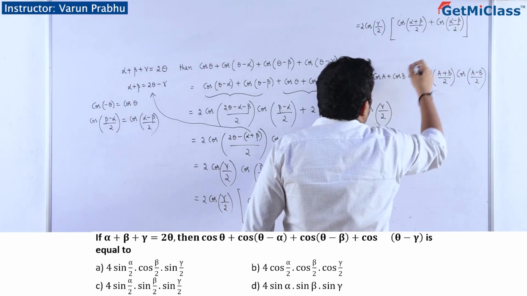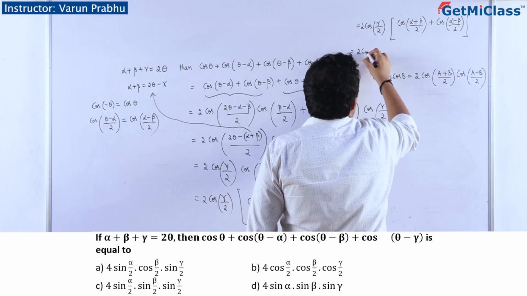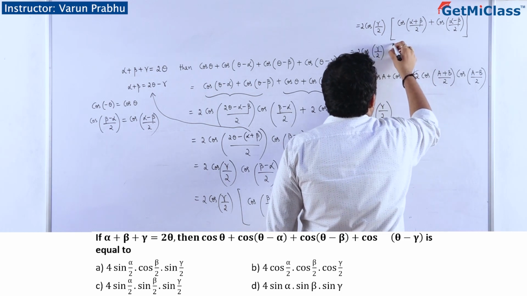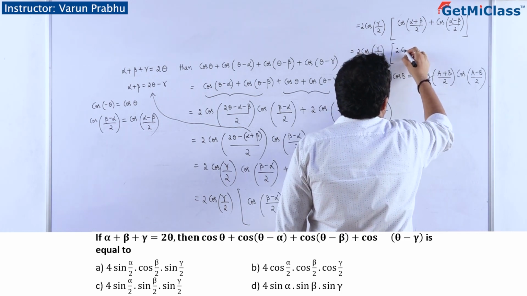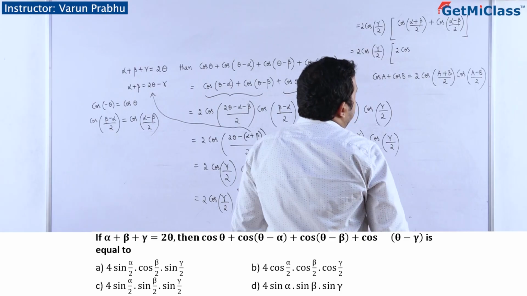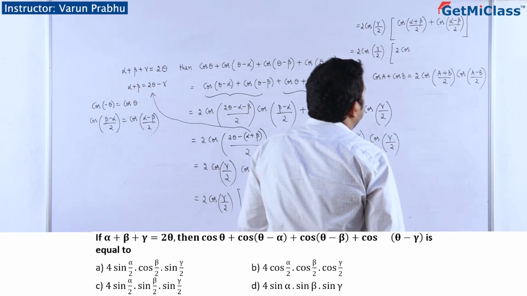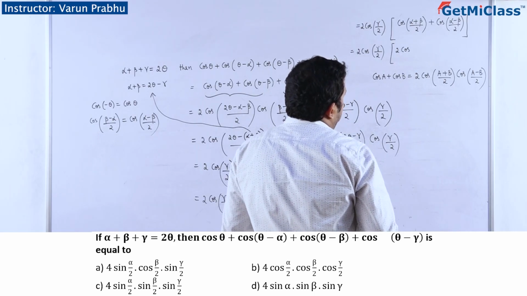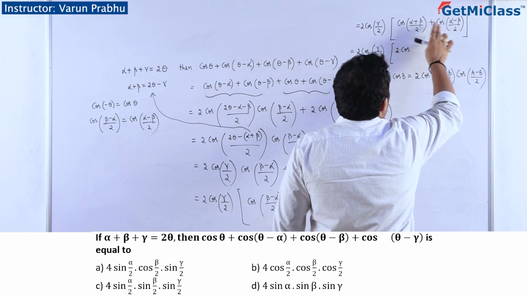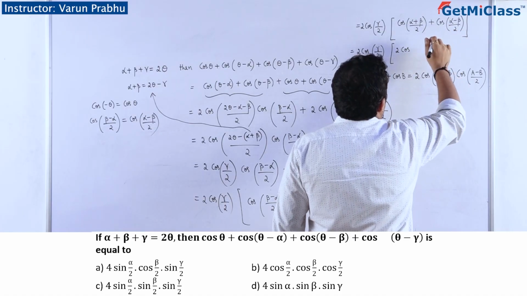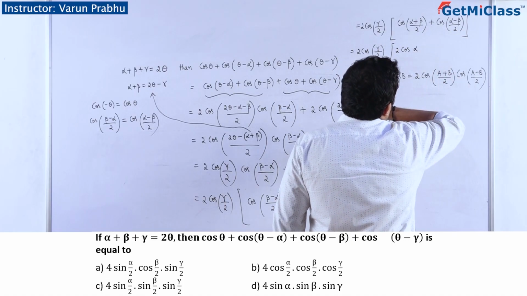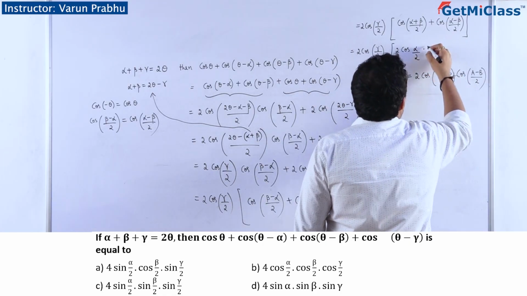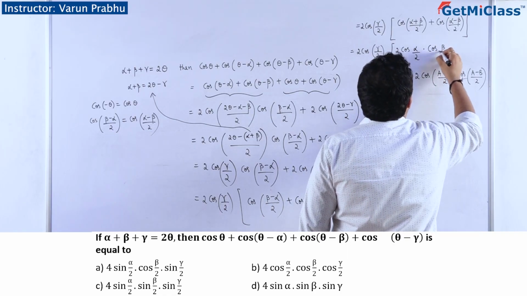Again apply the same formula, cos A plus cos B. That is 2 cos gamma divided by 2 into 2 cos of (A plus B) divided by 2, where A plus B is alpha by 2 plus alpha by 2, giving 2 alpha by 2, which is alpha divided by 2, into cos of beta divided by 2.